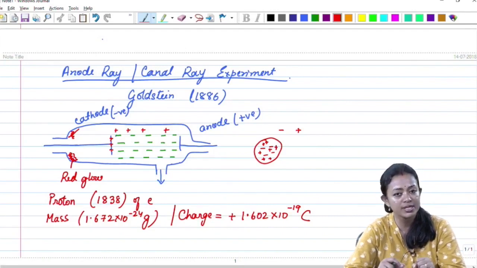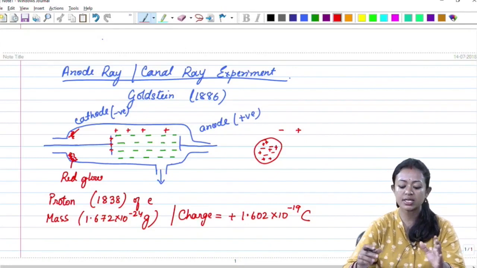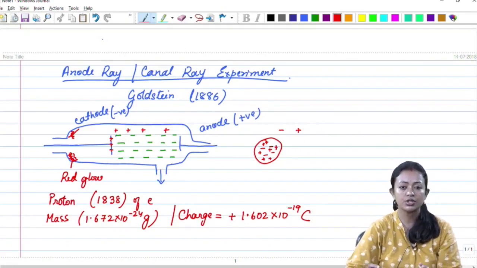Alright, I hope this is clear to you. So this entire concept changed the concept of the structure of the atom.